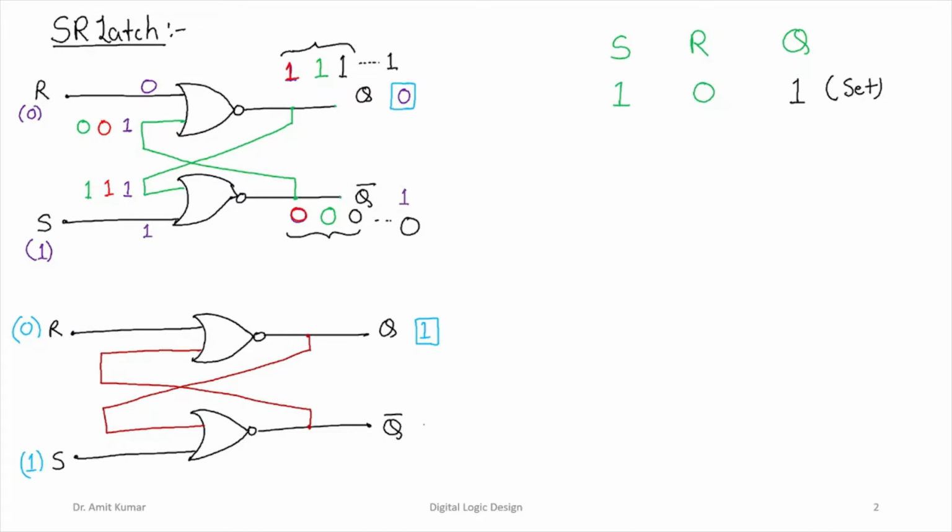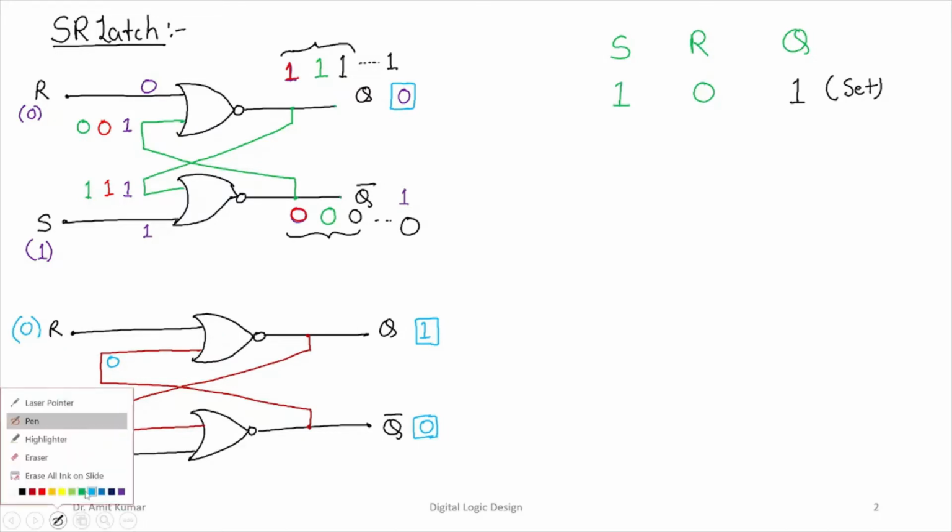Now if this is a 1, this output Q bar is going to be a 0. So this is going to be a 0. Now this one, from the feedback mechanism, will be made available to the input of this NOR gate. This 0 from the feedback mechanism will be made available to this particular NOR gate, right? Now if you look at this 0 and 0, the output of the NOR gate is going to be a 1, right?